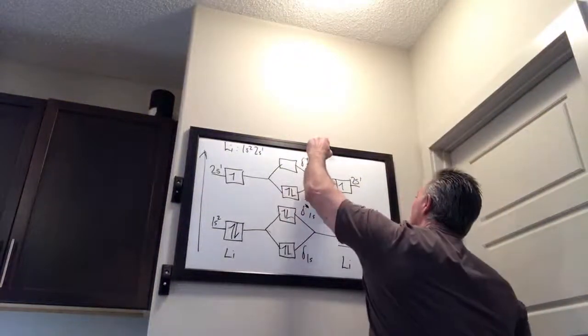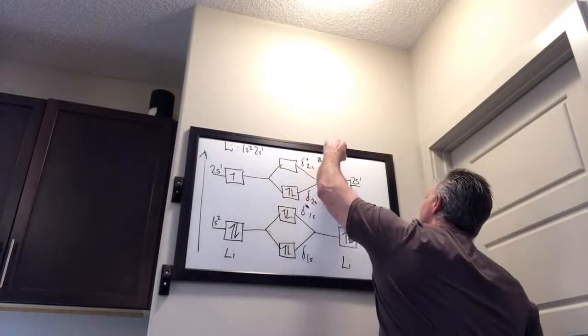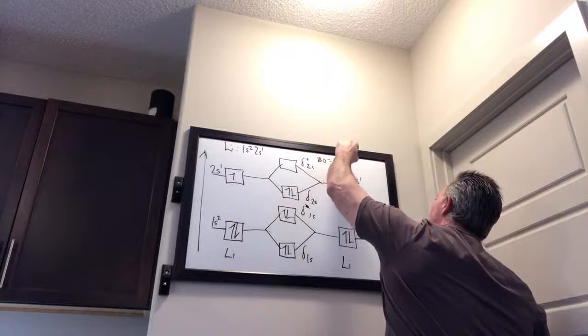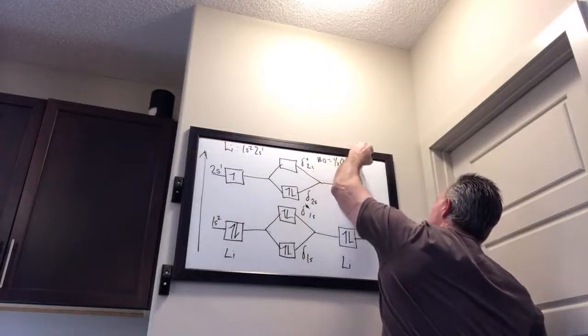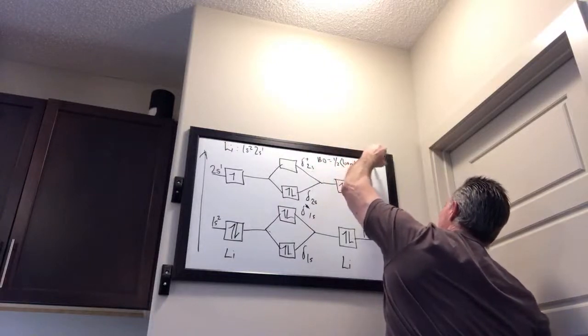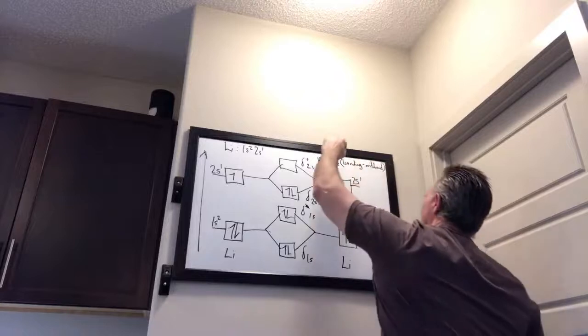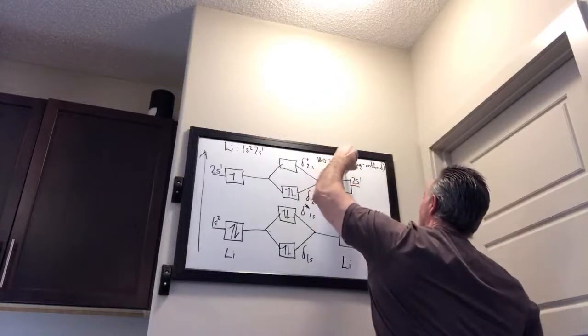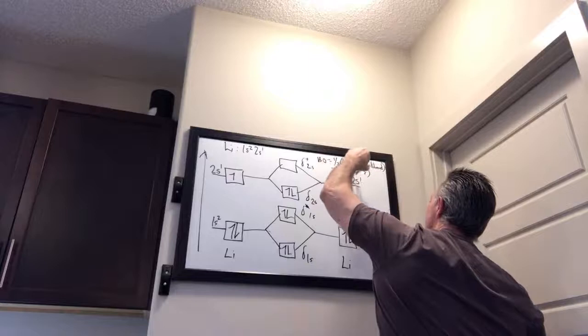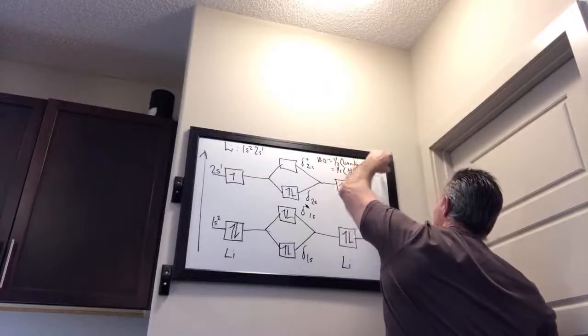So if you plug that into the formula, bond order is equal to 1/2 times bonding minus antibonding. It'll be equal to 1/2 times 4 minus 2 in this case, which gives you 1.